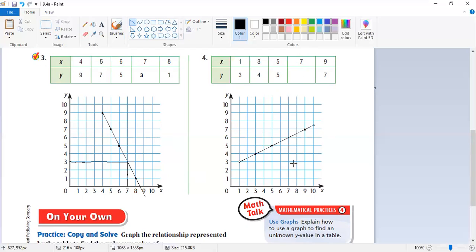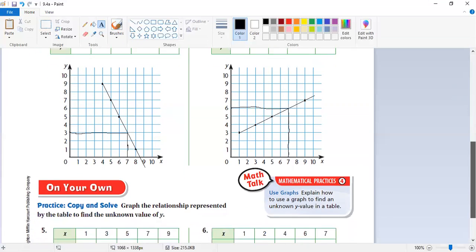Okay, now from this graph we can find the value of y when x is 7. So what you do is you go along the line of 7, go up until you reach the line which we drew, and then check across what is the value of y. It is 6. So here you just say when x is 7, y is 6. That's all. Easy peasy, right?